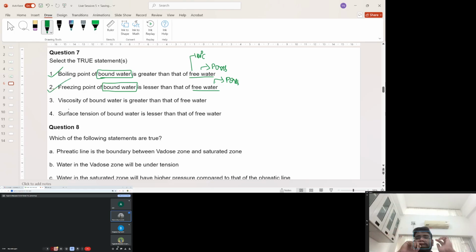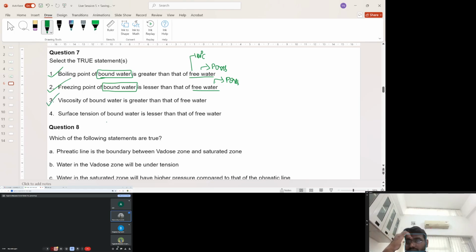So coming to the third option, viscosity of bound water is greater than that of free water. When this statement is considered, viscosity is defined as the resistance to flow. Since the bound water is attracted to the grains by electrostatic forces of attraction, the ease with which the bound water moves will be lesser. Hence bound water's viscosity will be more than that of free water. So statement 3 is also right.